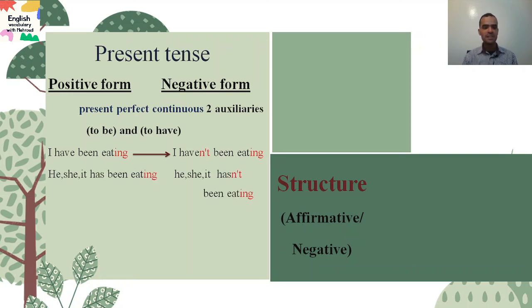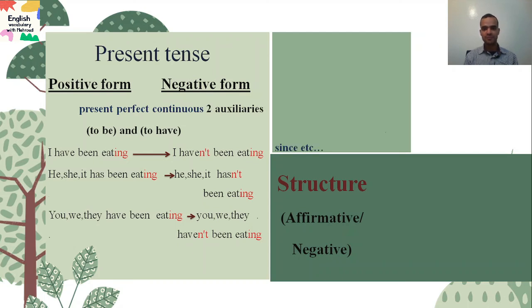Second, he, she, it has been eating. This is the affirmative form, and the negative form is he, she, it hasn't been eating. The last one, you, we, they have been eating. This is the affirmative. You, we, they haven't been eating. This is the negative form.